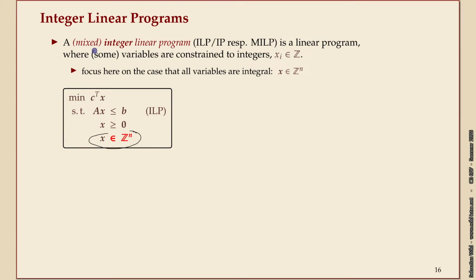In full generality, you can have a mixed integer linear program where some variables are continuous and some are discrete. So you would only have some of the variables restricted to be integers. But here we'll focus on the case that all variables are integral. That's the one that's most relevant for us. It's just worth noting that the solvers that exist for solving these problems in practice can usually deal fine with mixed integer linear programs.